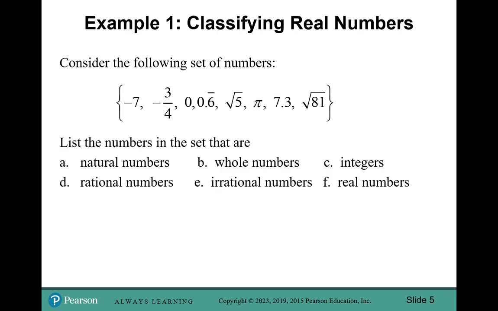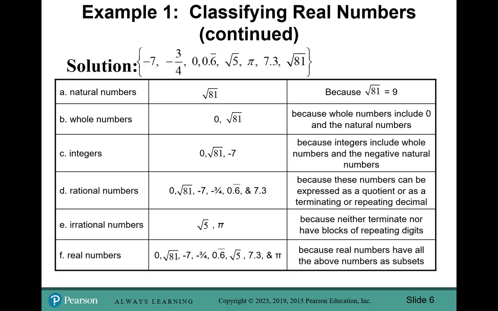Let's consider the following set of numbers. We have -7, -3/4, 0, 0.6 repeating, the square root of 5, pi, 7.3, and the square root of 81. We need to list the numbers in the set that are natural numbers, whole numbers, integers, rationals, irrationals, and real numbers. So let's see if we can list all of these sets given our initial set. I put this into a table format to try to make it easier.